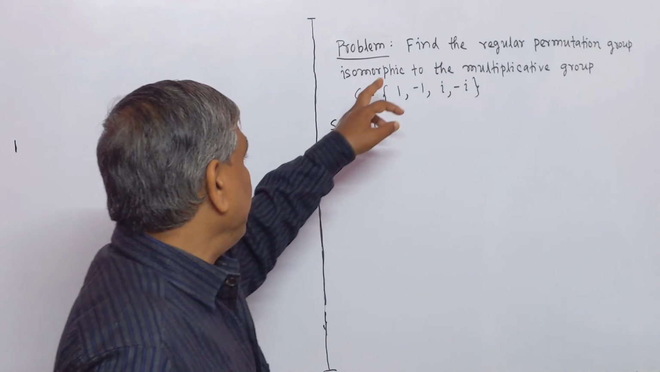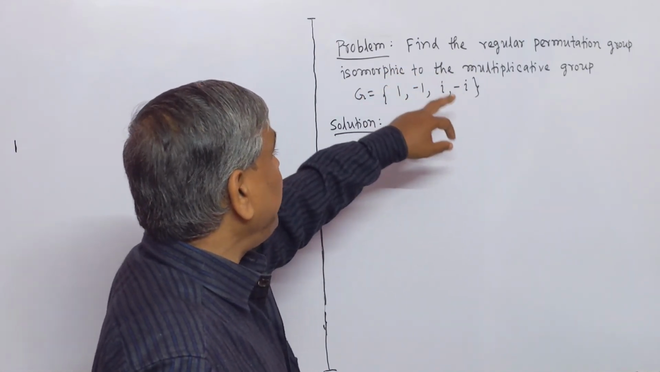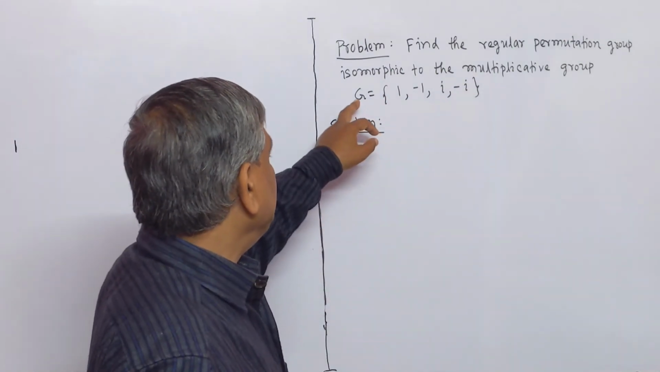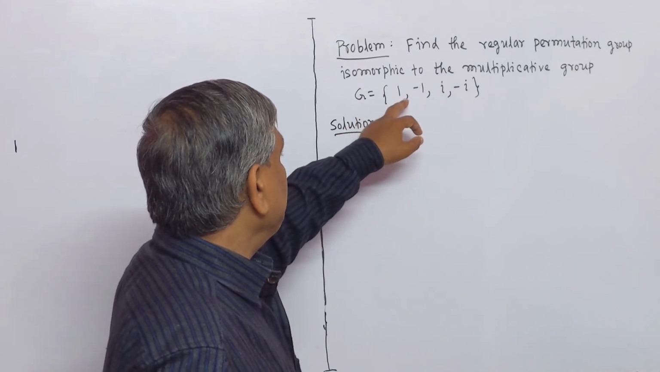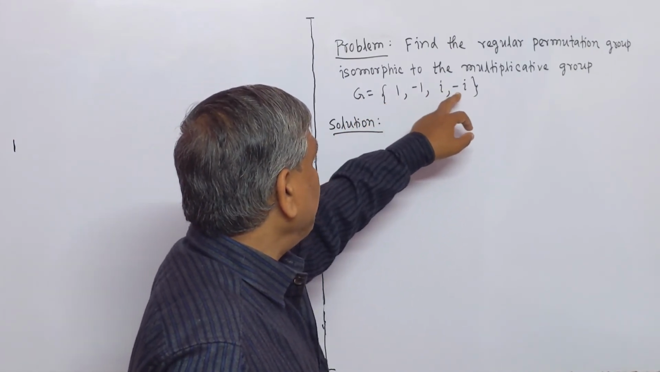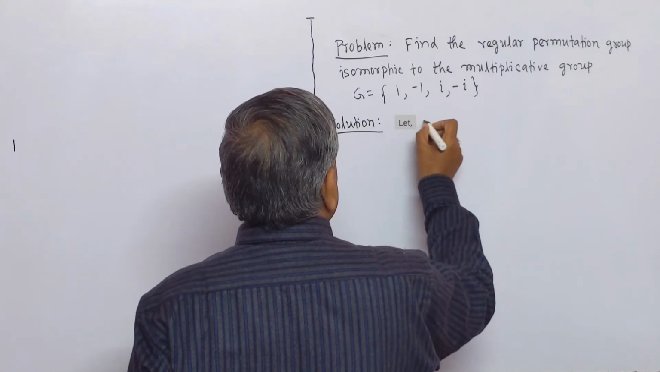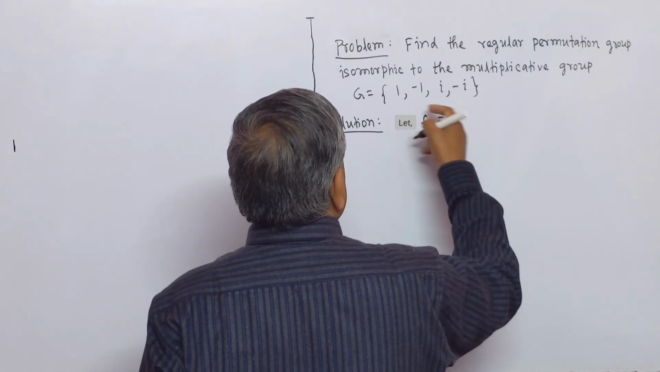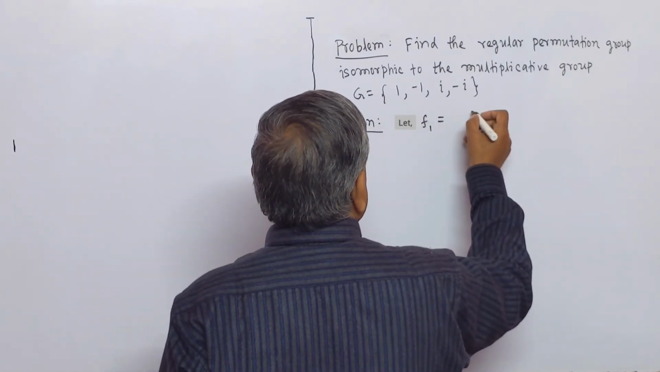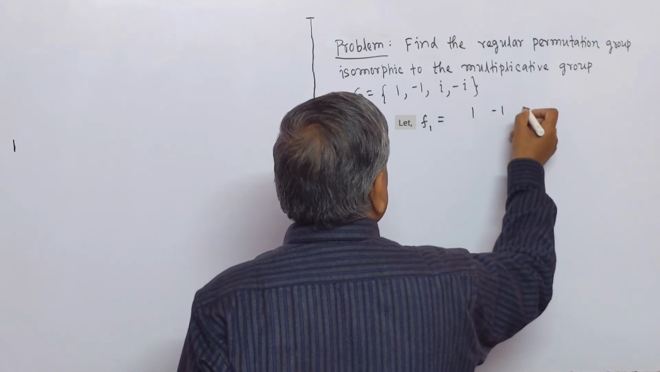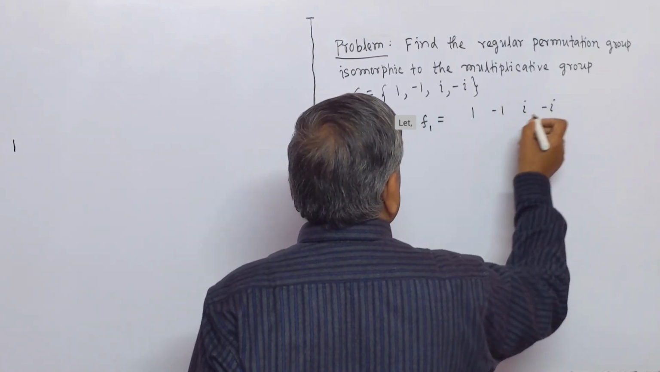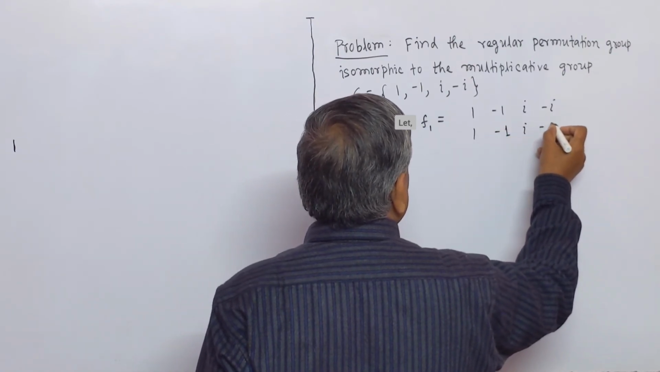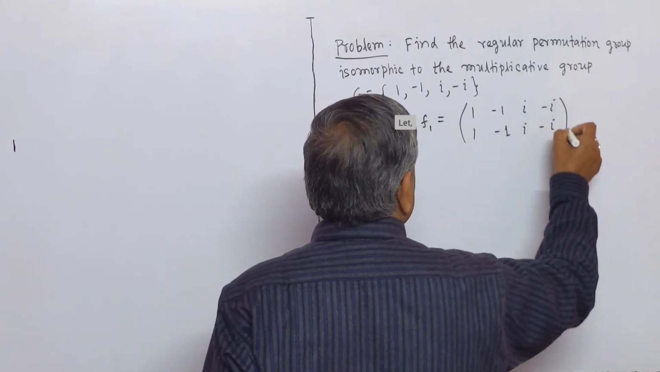Now we solve a problem. The problem is: find the regular permutation group isomorphic to the multiplicative group G. G contains elements 1, -1, i, -i. Let F1 be the identity permutation on group G. This is 1, -1, i, -i. Here we write again 1, -1, i, -i. This is the identity permutation.